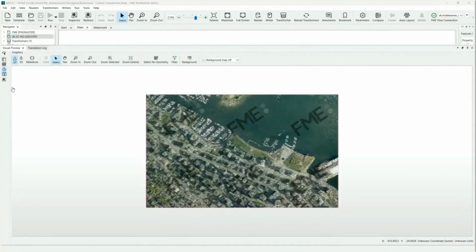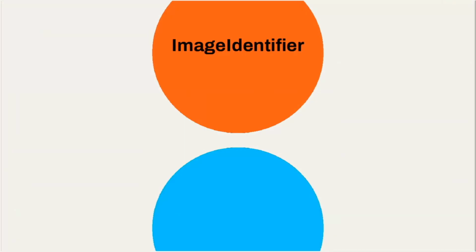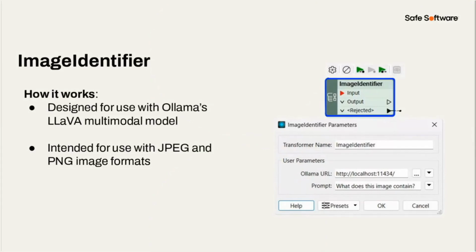So the next one is image identifier. This is another great transformer. It's designed for use with Ollama. We used Ollama here, and it uses the LLaVA multimodal model. Quickly, LLaVA is basically an end-to-end trained large multimodal model that is designed to understand and generate content based on both visual inputs and textual instructions. Here we opted for textual instructions, as you can see on the right there.